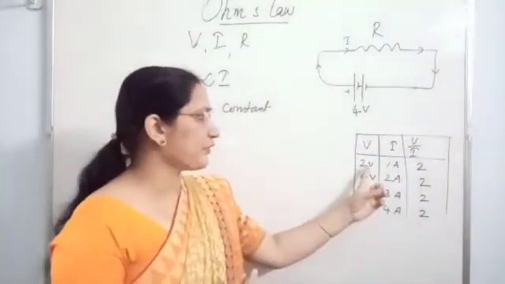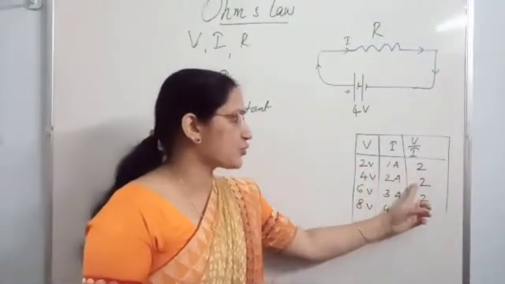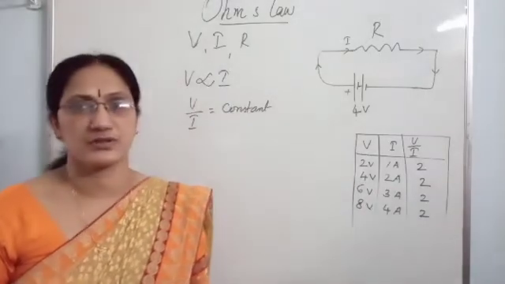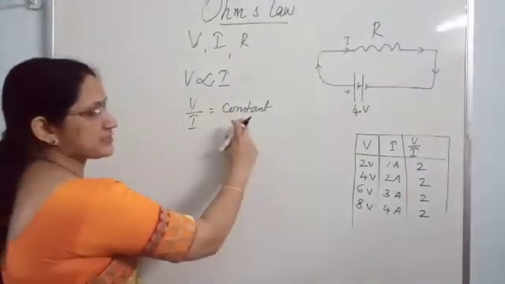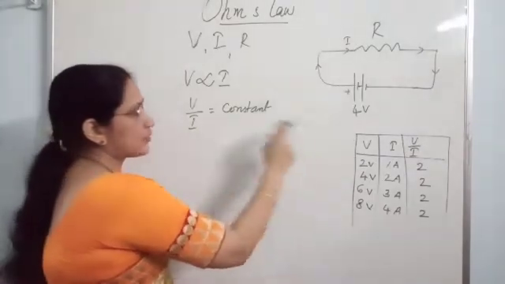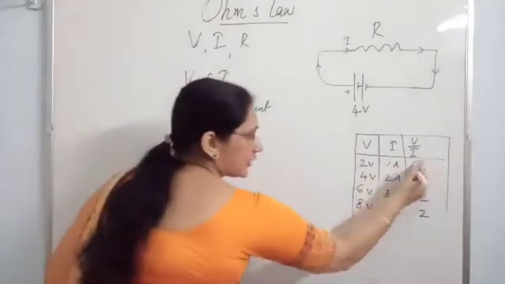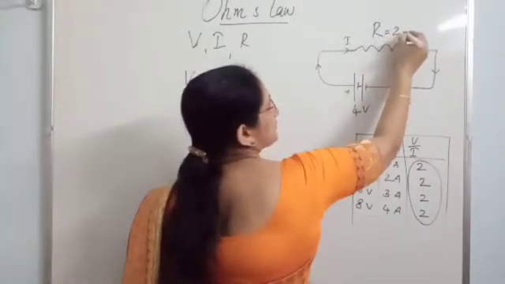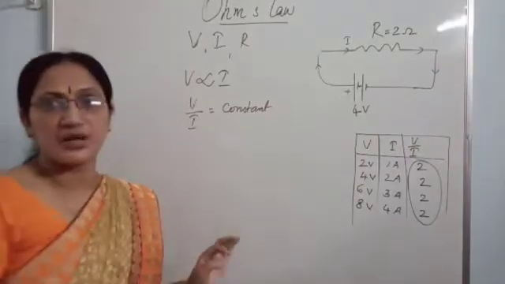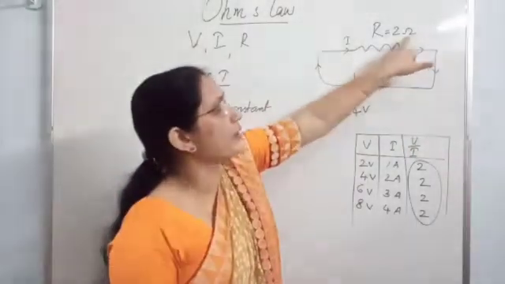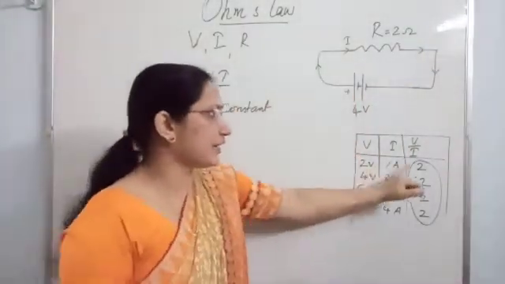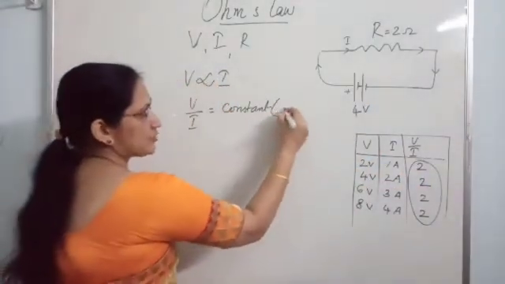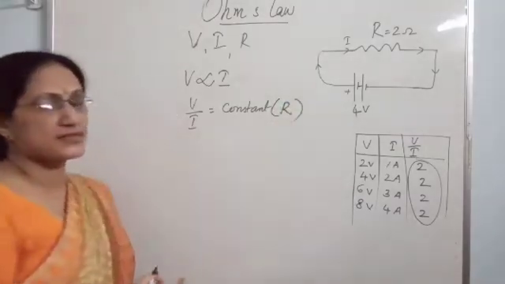So when you divide V with I, if it comes constant in every case, that means that V and I are directly proportional. And that constant, in this case, the constant what you are getting is 2. This constant value will be the resistance of this wire. Resistance is measured in a unit called ohm. This is the symbol of ohm. So when you divide V with I, the value 2, that is the resistance of this wire. Or you can write this constant comes as the resistance of the wire.